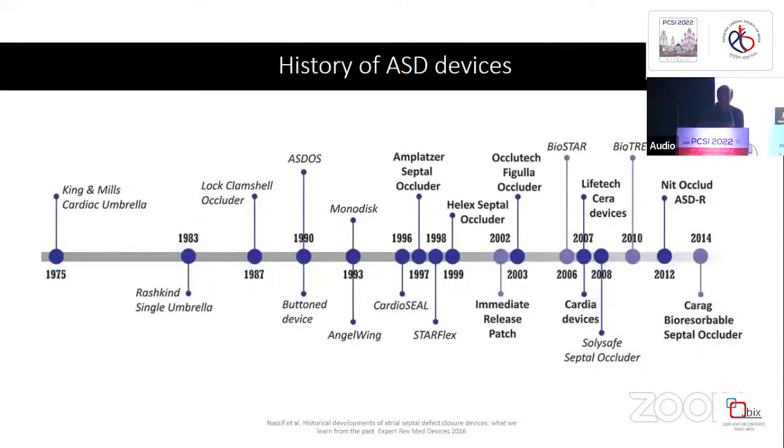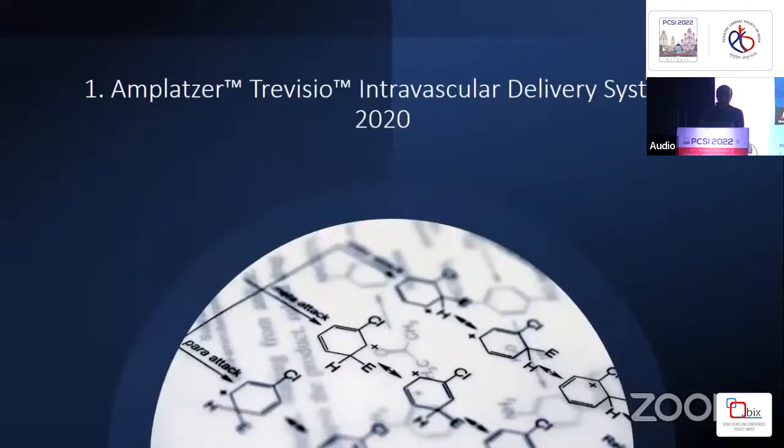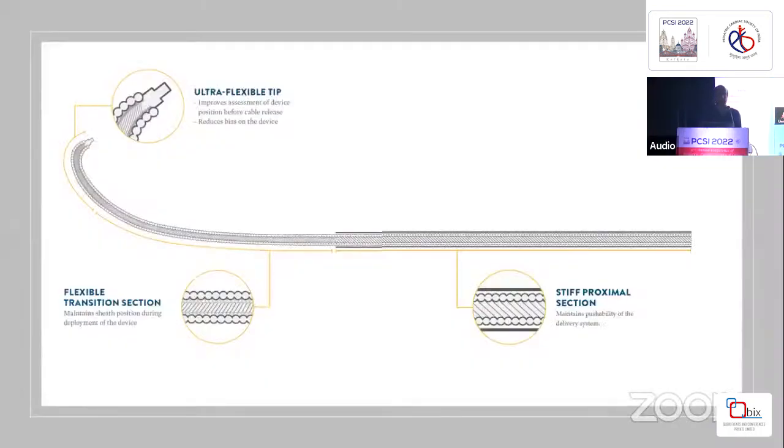And of late, there have been several changes, and even the bioresorbable devices have come, some of which, like the BioStar and BioTrack, are out of market. And regarding Amplatzer's Trevisio intravascular delivery system, it was brought out by the company in 2020, and we had a case regarding this presented live, and the difference essentially is in the delivery cable.